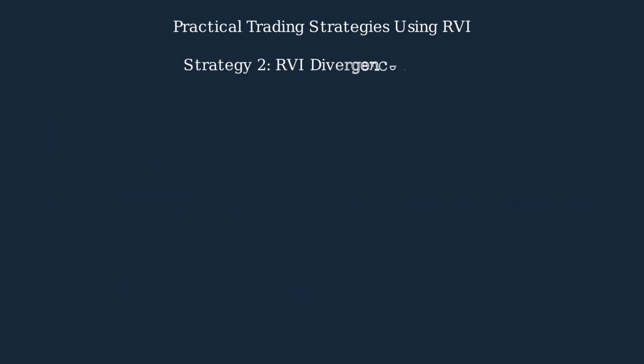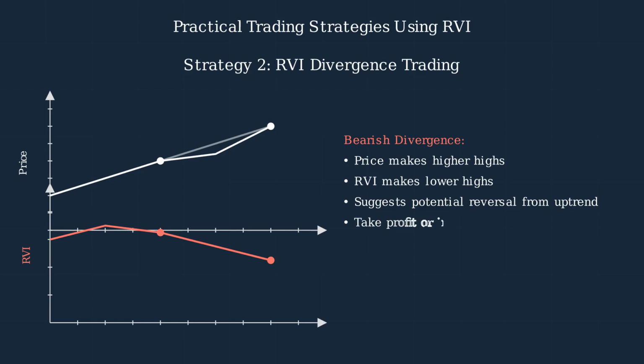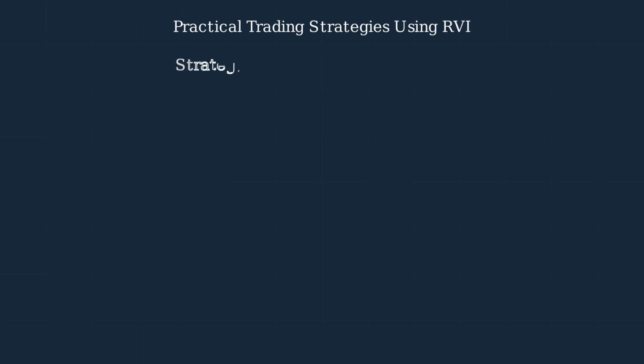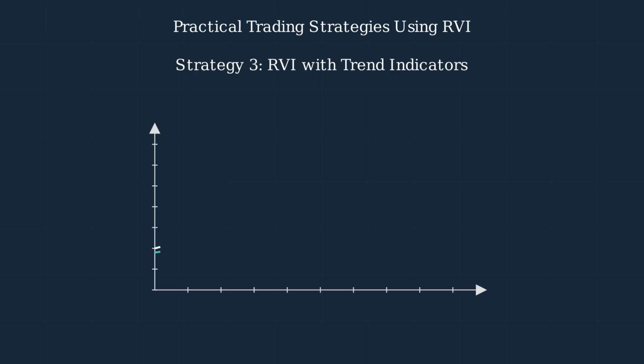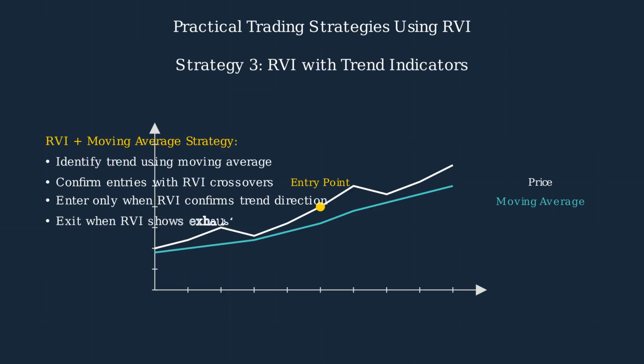The second strategy focuses on divergence between price action and the RVI indicator. Bearish divergence occurs when price makes higher highs while the RVI makes lower highs. This signals a potential downward reversal and provides an opportunity to take profit or initiate short positions. The third strategy combines RVI with trend indicators like moving averages. This approach enhances reliability by using the trend indicator to identify the overall market direction while using RVI to confirm entries and exits. For example, in an uptrend confirmed by a rising moving average, an RVI crossover provides an ideal entry point.